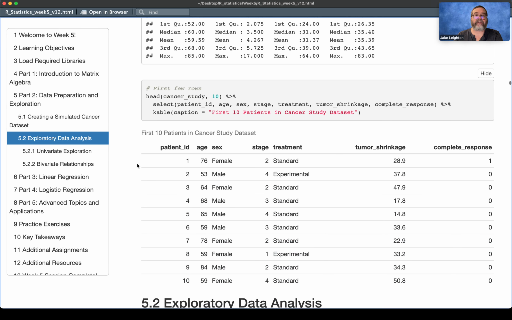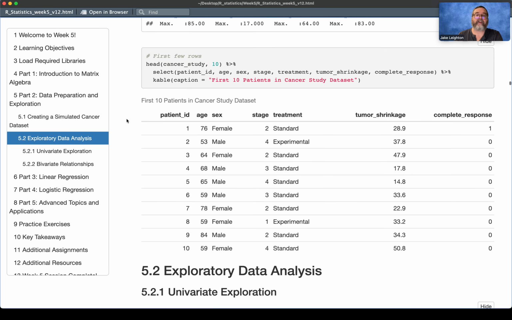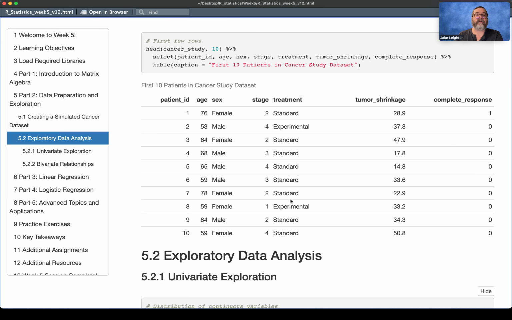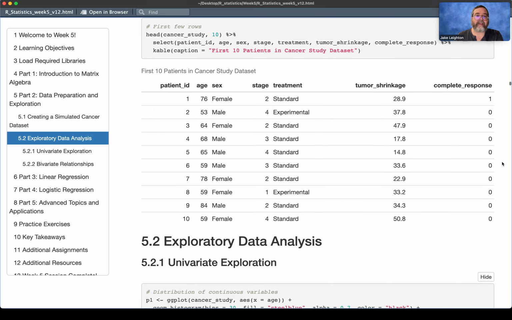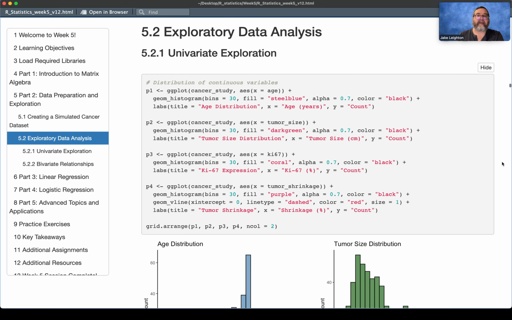And here's just a summary of our continuous values, and here's another summary of the head of our top 10 patients. You can see what we're going to be looking for: how do those different predictors affect tumor shrinkage and complete response? That's what we're going for in this workshop today.